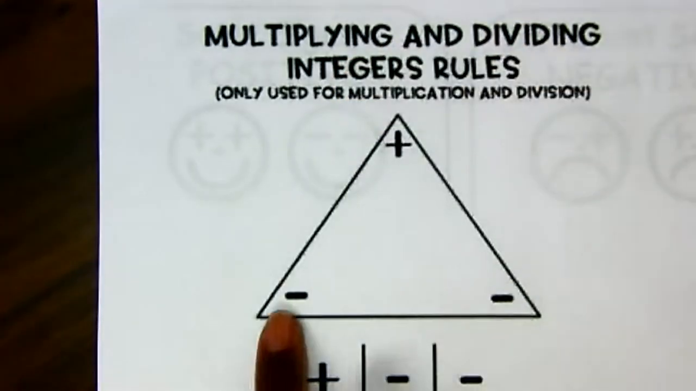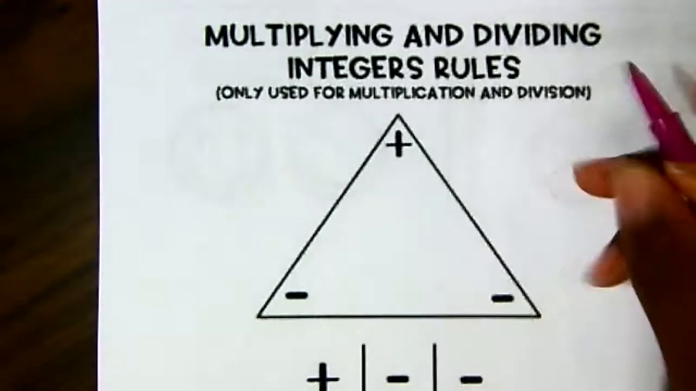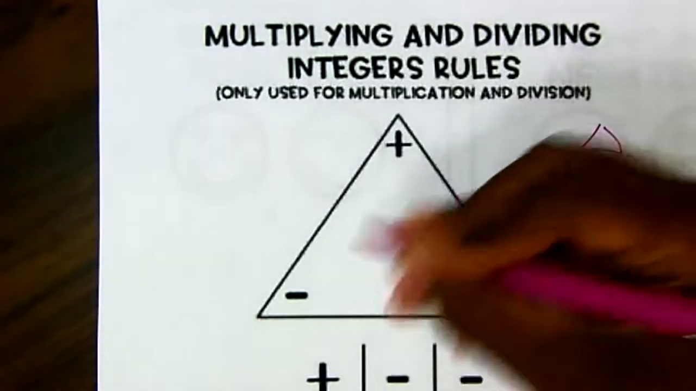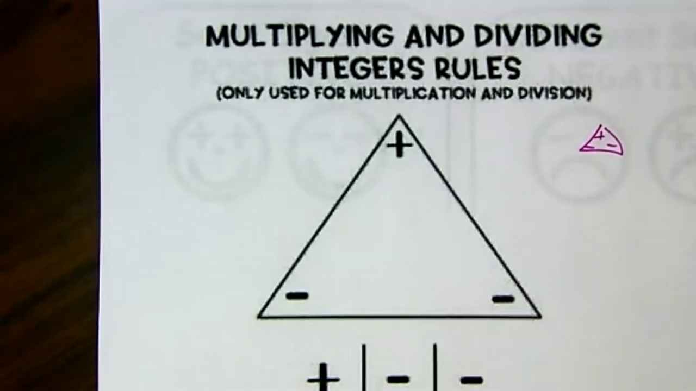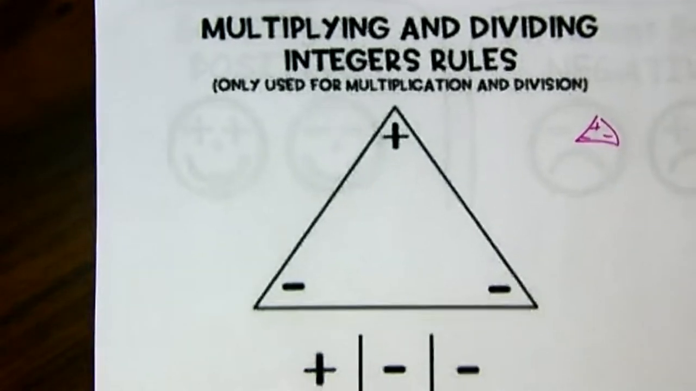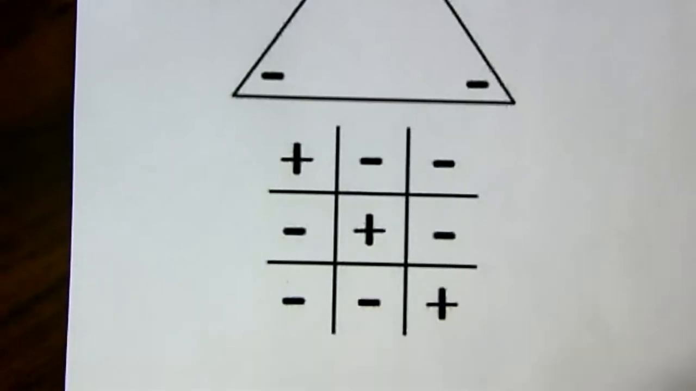So this is a cool little trick. Like if you draw on the top of your paper a little triangle and then you put plus, minus, minus, you can kind of use that to help you remember what your answer should be, okay? The tic-tac-toe symbol works in the same way.